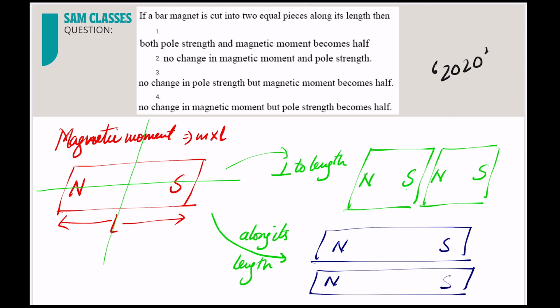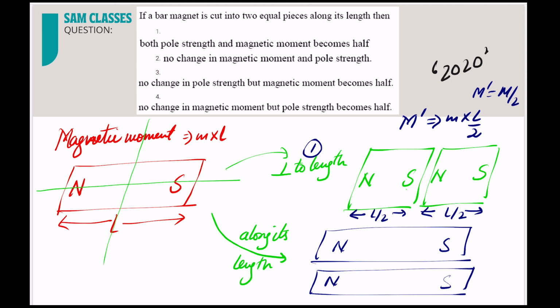Now when you're cutting in the first way, perpendicular to its length, what happens? The length divides: L becomes L by 2 for each piece. So the magnetic moment becomes M into L by 2 for each. The magnetic moment is M by 2 only.